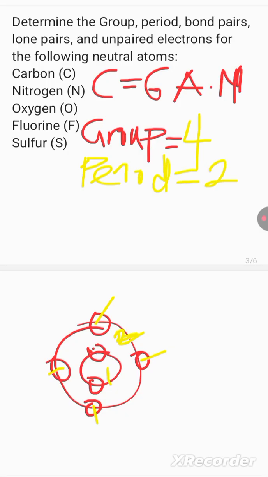Now to determine the bond pair. The bond pair means the elements that the atom bonds to. What we are talking about now is the neutral atom. So the bond pair is equal to 0 because it is a neutral atom. This bond pair is going to be 0.